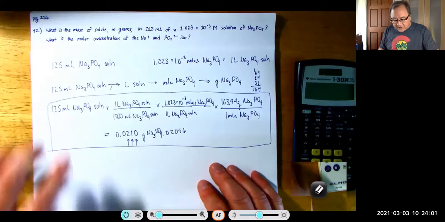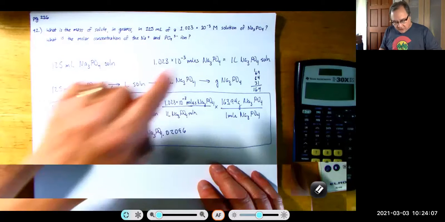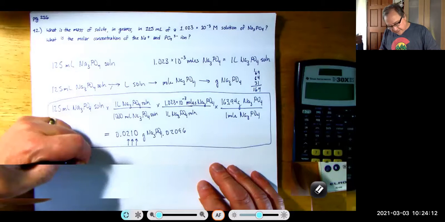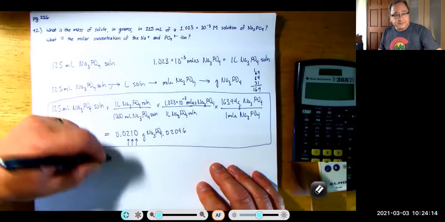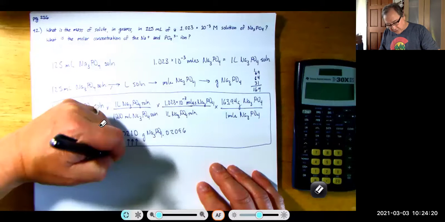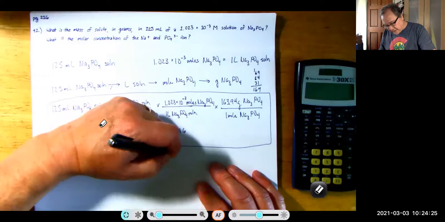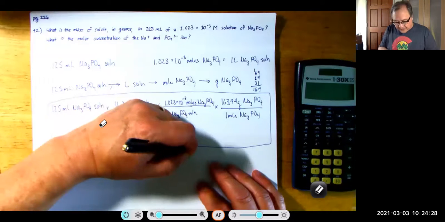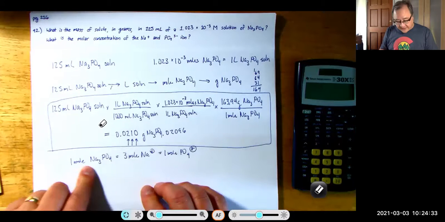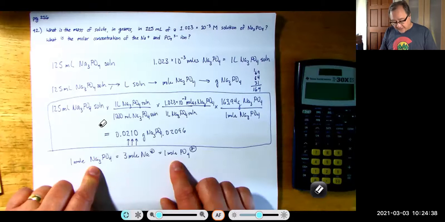Now it asks, what is the molar concentration of sodium ions and phosphate ions in here? Well, we have to know that 1 mole of sodium phosphate is equal to 3 moles of sodium ions and 1 mole of phosphate ion. Now, I'm not saying that this is really equal to it, but what I'm saying is that in this 1 mole of sodium phosphate, there are 3 moles of sodium ions, and there is 1 mole of phosphate ion.